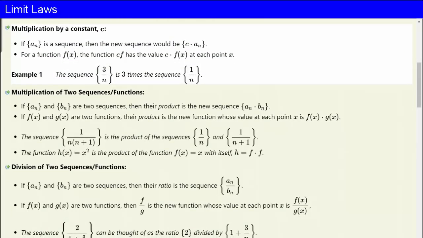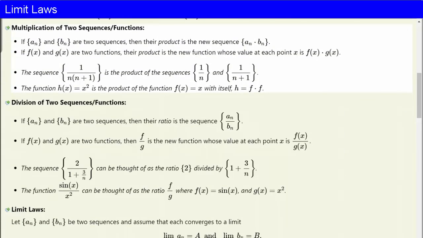Similarly, we can multiply a sequence or a function by a constant c to get a new sequence or function. If a_n is a sequence, then each term of the new sequence will be c times a_n. That is, multiply every single term by c. For a function f(x), the function c times f has the value c times f(x) at each point x. For example, the sequence 3 over n can be thought of as 3 times the sequence 1 over n.